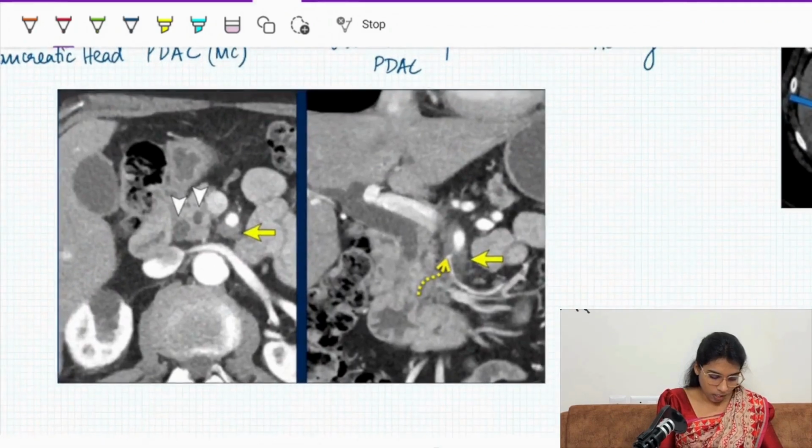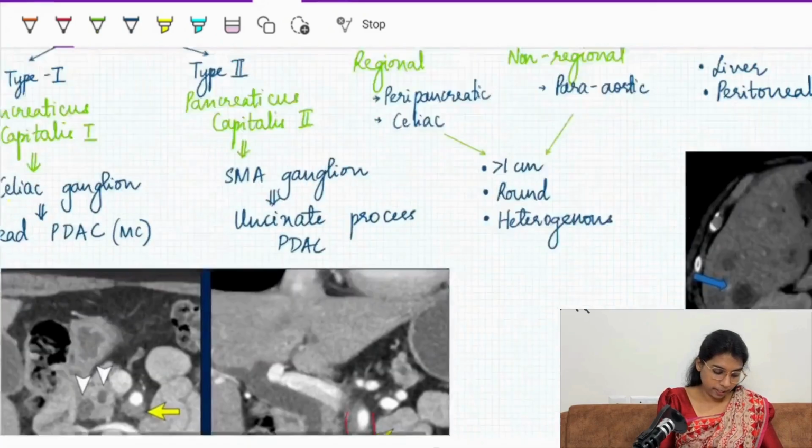So, you can see that there is a sheet-like hypoenhancing soft tissue on either side of the superior mesenteric artery, which indicates neural spread. Why are we seeing it along the artery? Because the superior mesenteric artery and celiac artery will have a plexus around it, the neural plexus, through which PDAC would be extending, and hence you will see this soft tissue, right?